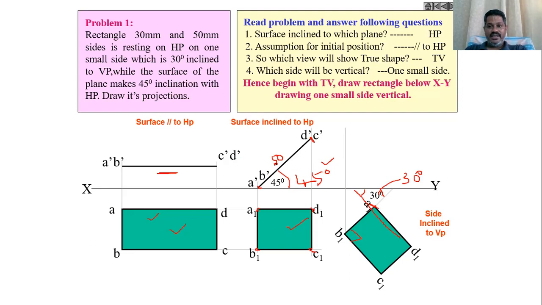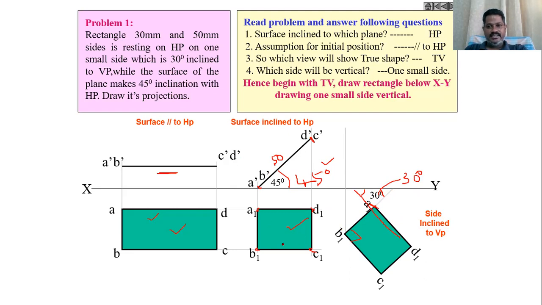When the plane is making some angle with the reference planes, as well as one of the edges making some angle with the reference plane, this is the procedure we need to follow. Now in this case, one of the edges is making a 30 degrees angle. I have drawn the 30 degrees angle.